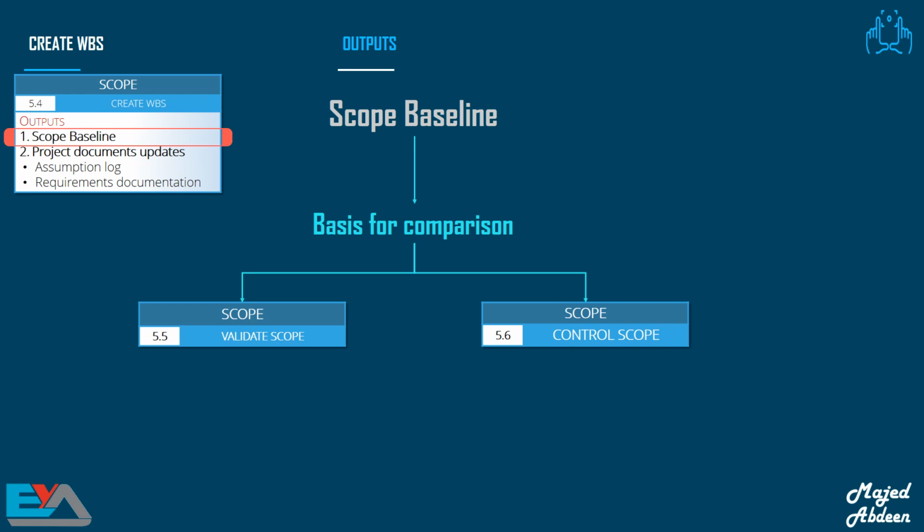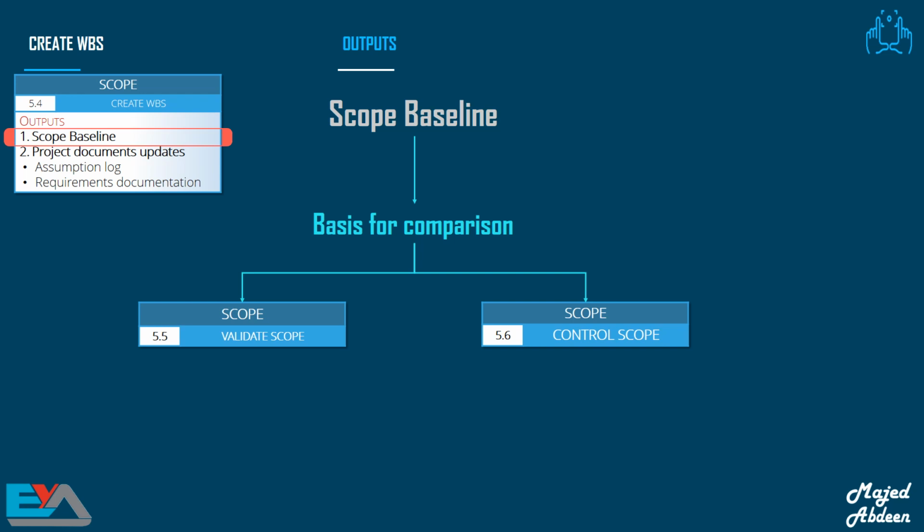These two processes take place in the monitoring and controlling process group. When we do that, we use the scope baseline in order to compare the actual work with the approved version of the scope. For instance, imagine you are a project manager for a website project, and the customer needs you to add a new page.